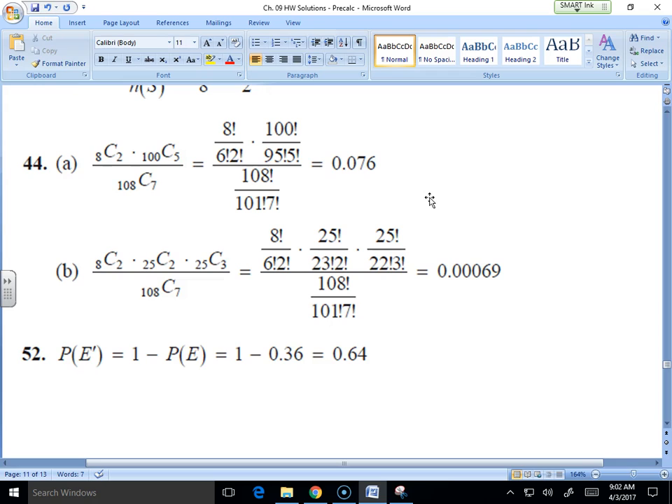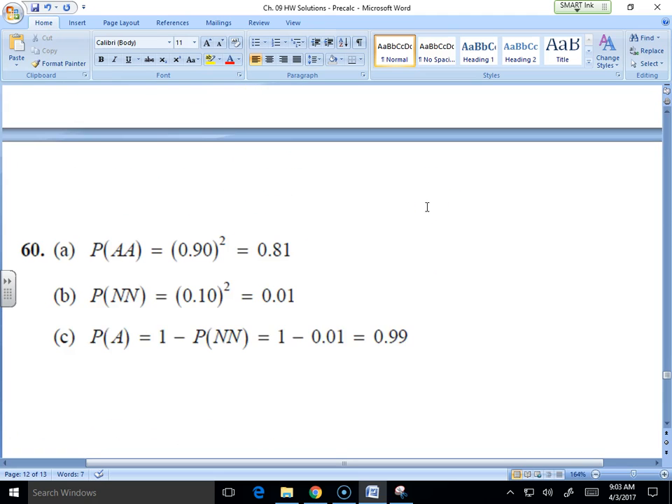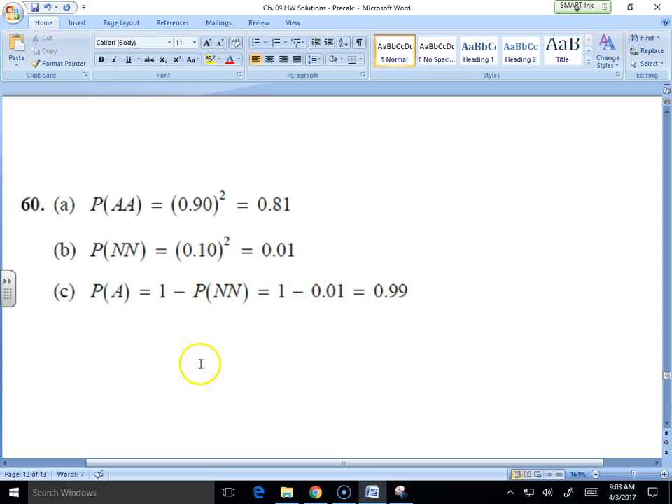Number 52, when we get here, they show the complementary event as E with a little apostrophe. You could also show the little tilde. That's my notation for it. I guess they like to do the little apostrophe either way though. Complementary just means take the probability of the event, subtract it from 1 and get what's left over. I would have said 64%, they put 0.64, the decimal instead. Either one's okay. And then going down number 60.